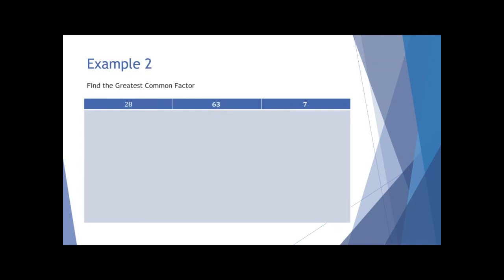Here's the second example, and here we have 3 things: 28, 63, and 7. Off the top of my head, the largest number that divides into 7 is 7, and I know that 7 divides into 28 and 63, so I know the greatest common factor is going to be 7. But let's go through the prime factorization to demonstrate that.